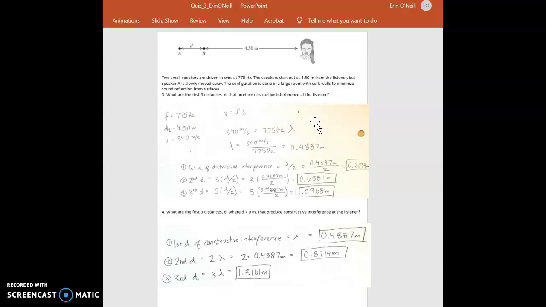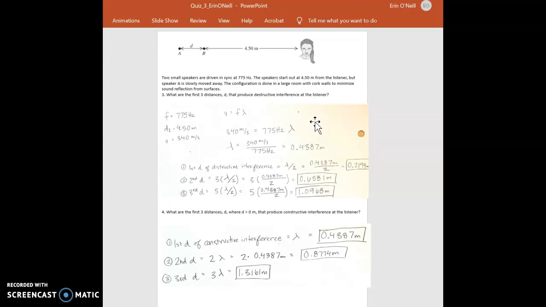And then two small speakers. So they're in sync at 775 hertz, starting at 4.5 meters from the listener. A is slowly moved away, speaker A, and so we're supposed to find the three distances that produce three destructive interference sounds for the listener. So the way we find destructive interference is by taking the wavelength and dividing it by 2 because it's half a wavelength out of phase, and that would be the most destructive point.